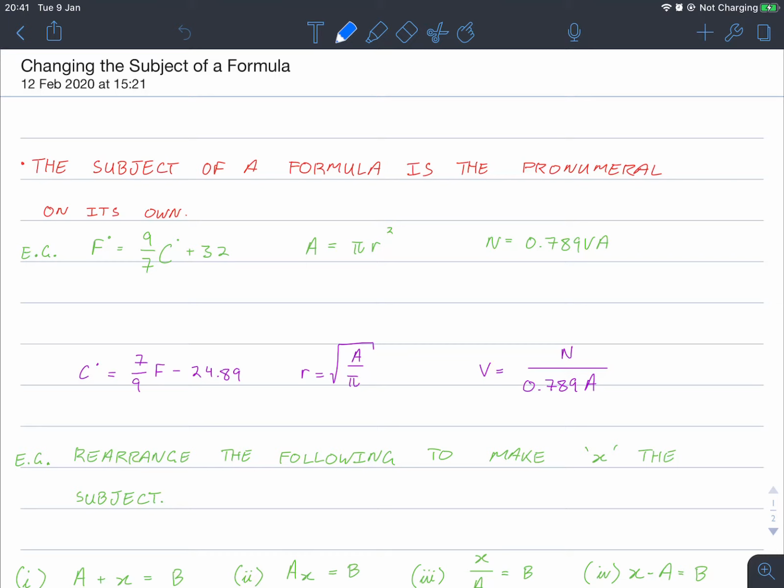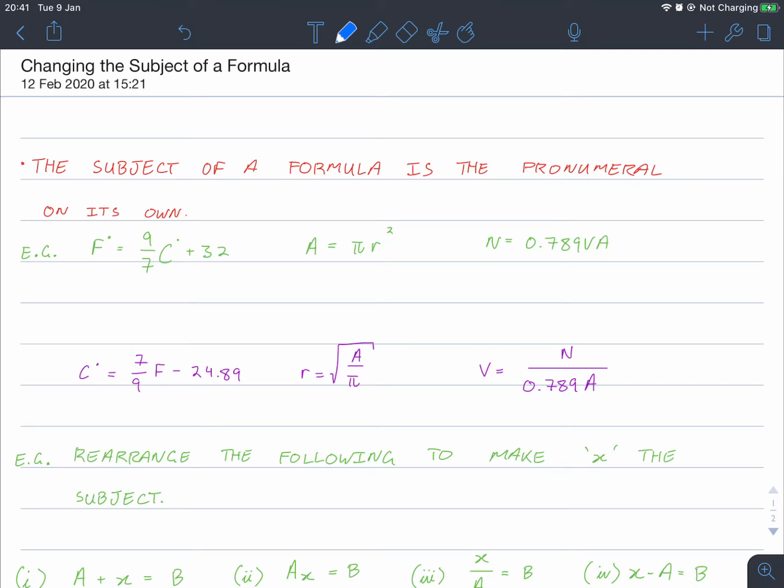Hello class, this is a video tutorial on changing the subject of a formula. So the first thing we need to understand is what a subject is. The subject of a formula is the pronumeral on its own, the one that is isolated on its own.